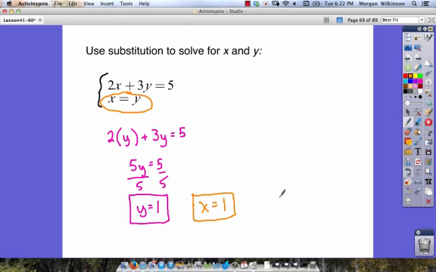So we could report our answer like that, or we could say (1, 1), put it in parentheses to show it's a coordinate pair. We can box it or put a circle around it, and then we can move on to our next question. Using that substitution axiom, where we can substitute our values in to help us solve, is key when we're trying to use substitution to solve for different values.